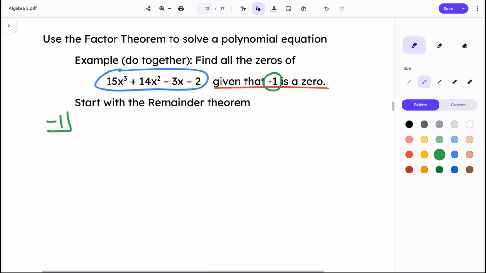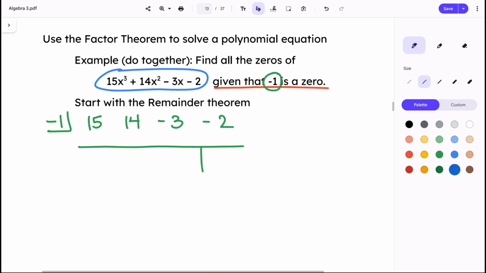And then we grab our coefficients. What are your coefficients from that polynomial I have circled in blue? 15, 14, -3, yep, and -2. Okay. All right, before we even begin, guys, since we know this is a 0, what should my remainder be here? Should be 0. So if we don't get a 0 at the end, we did something wrong with our math.